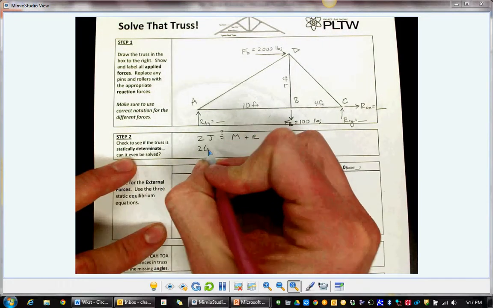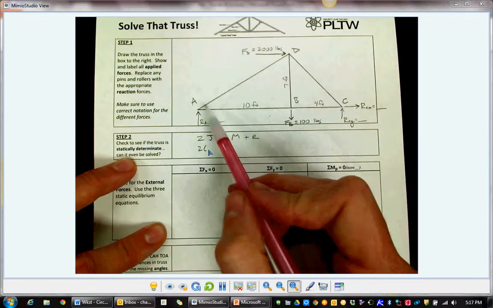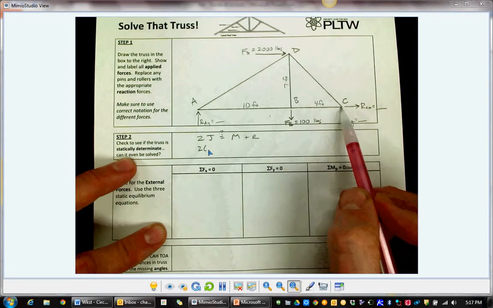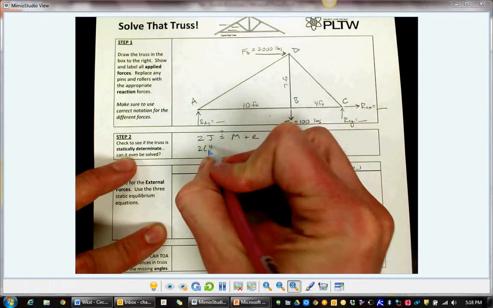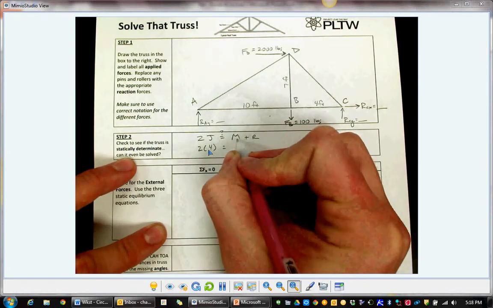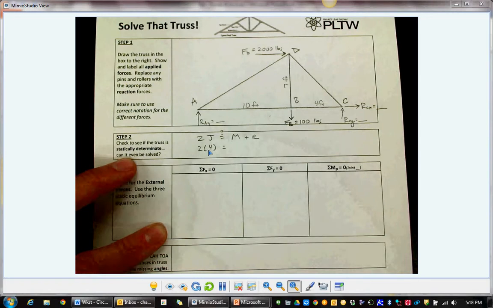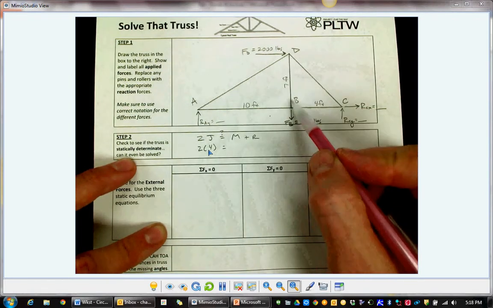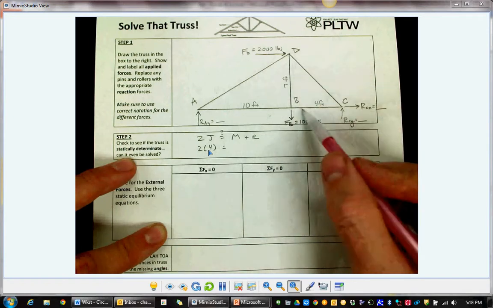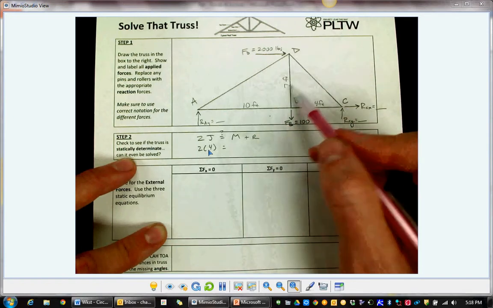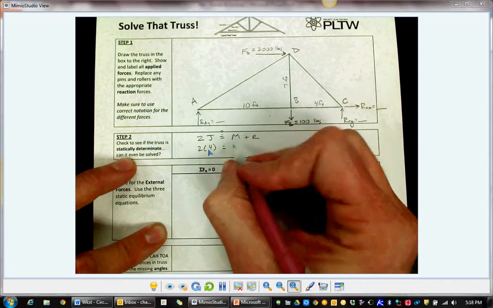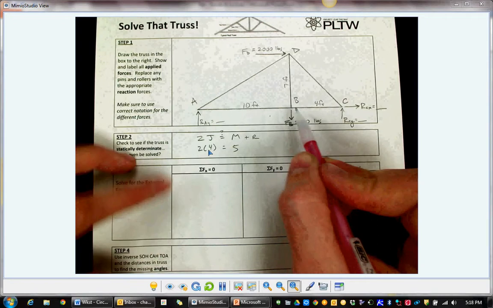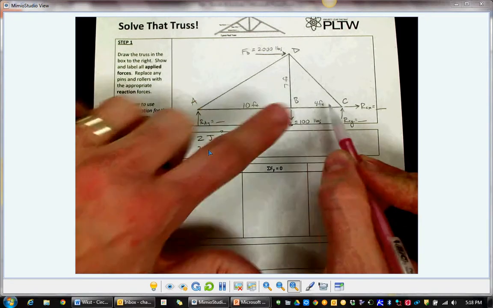How many joints do we see? Joints are where members come together. So we have members coming together at A, B, C, and D. There are 4 joints. Members, that would be like the piece of wood making up the truss. So we have member AD, AB, BD, CD, and BC. So there's 1, 2, 3, 4, 5 members. This whole bottom piece is not one member. Every time you get to a joint, it starts a new member.